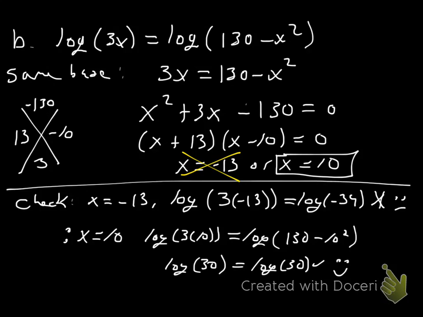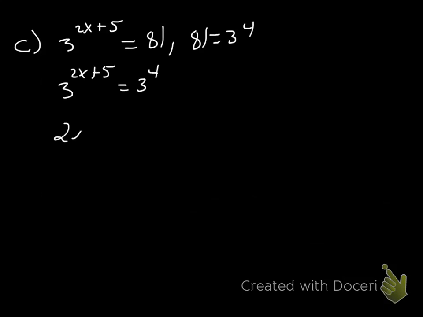Right. So those are log equations. If you just have a log equals a log, same base, equate the stuff inside. With exponentials, they need to have the same base, and then we can equate the exponents. So 3 to the 2x plus 5 is equal to 81. 81 is the same thing as 3 to the 4th, so we can get the same base. Once we have the same base, we can equate the exponents.